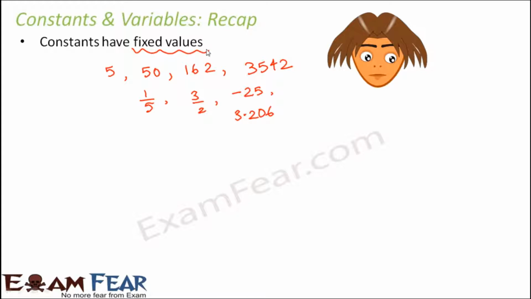So this picture is to show that constants will always have the same haircut or the same hairstyle. Their hairstyle is not going to change ever. So that's a constant hairstyle or a fixed hairstyle, and these are constants. When you talk about variables, they have changing values. They can take different values.